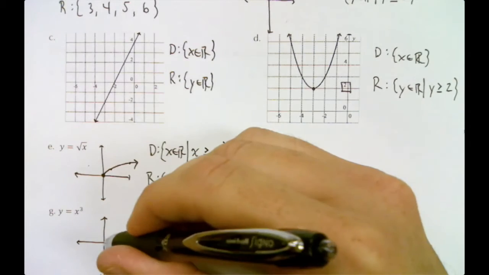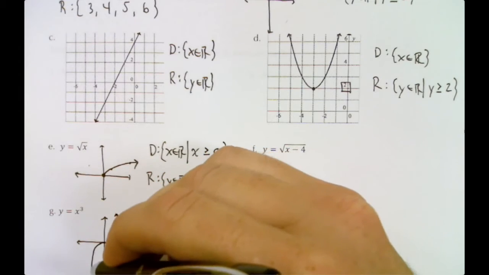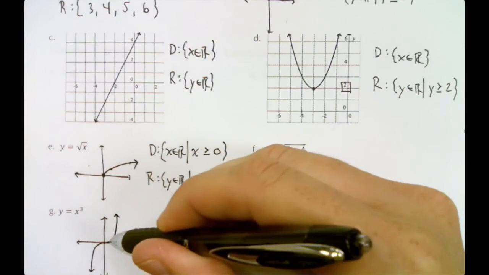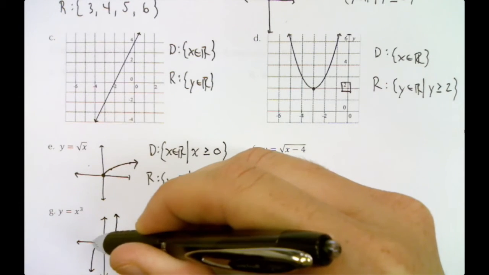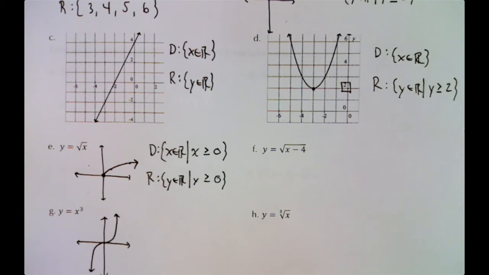And it looks like this and this. And that's because 1 cubed would be 1, but 2 cubed would be 8. Negative 1 cubed would be negative 1. Negative 2 cubed would be negative 8. That's how I can come up with or remember those points. 0 cubed is 0, so it goes through 0, 0.